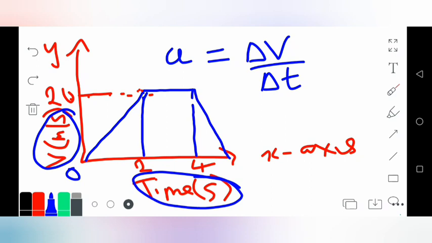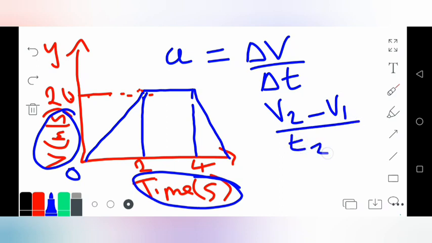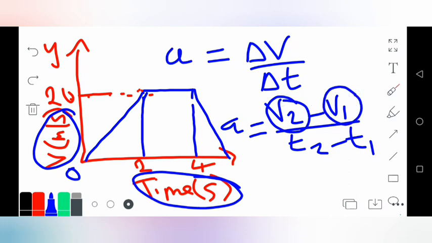When you say change in velocity, what we mean is velocity 2 minus velocity 1, divided by time 2 minus time 1. These are just labels that we need to understand. Velocity 2 is normally called the final velocity. Velocity 1 is normally called the starting or initial velocity. Time 2 is the final time that the car or object in motion reached from the point it started, and time 1 is just the starting time.